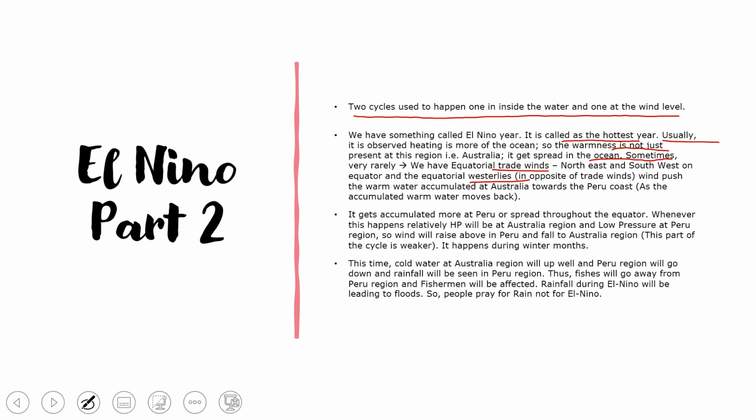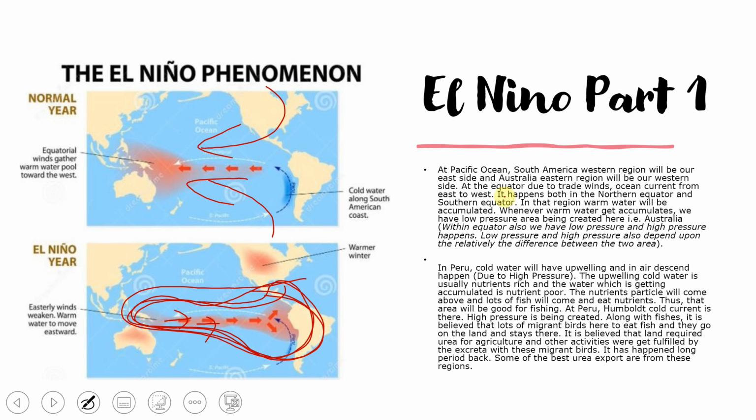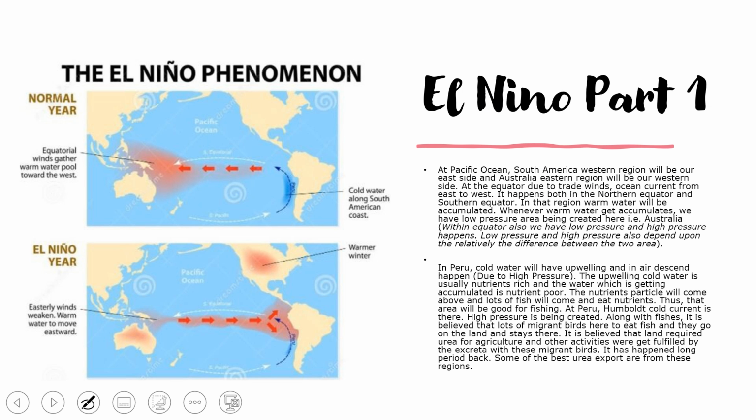So in opposition to the trade winds, they push the accumulated water from Australia towards Peru, and the accumulated water will move back. So now you will get your answer. In the normal year you will get southeast trade wind and northeast trade wind, and your water is getting accumulated here. But it happens very rarely that this pushes the air in Australia.